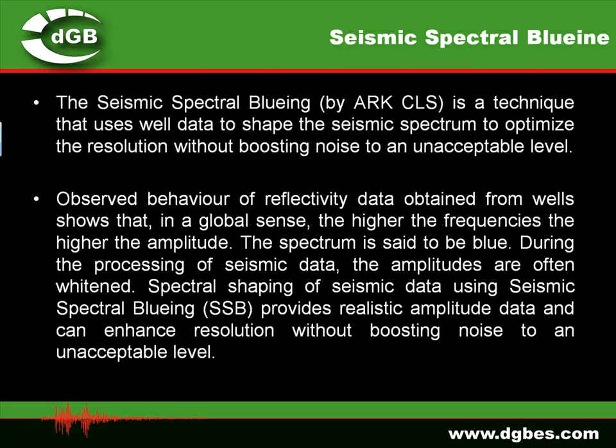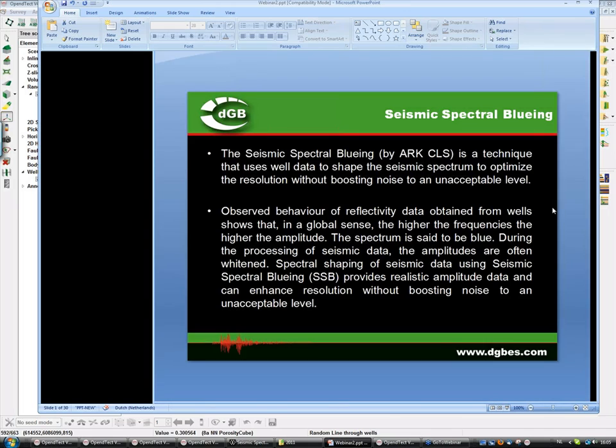So I will first start with presenting seismic spectral blowing. The seismic spectral blowing is an ArcGIS plugin. It's used to increase the resolution of the seismic, and it keeps the noise level to an acceptable level. So it's based on the comparison between the spectrum from the well and from the seismic. From that you design an operator that you apply directly to the seismic using convolution. And I'm going to show you how it looks on OpendTect.